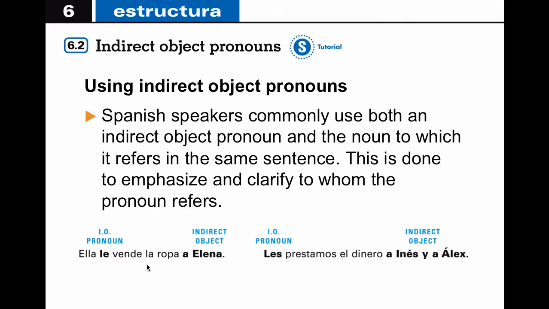Ella le vende. So ella is the one actually creating the action here. She's selling. But who is on the indirect end of this? That is going to be Elena. Ella le vende la ropa a Elena. Another example: Les prestamos el dinero a Inés y a Alex. So we're the ones right here. Nosotros prestamos. We are loaning the money to Inés and Alex.